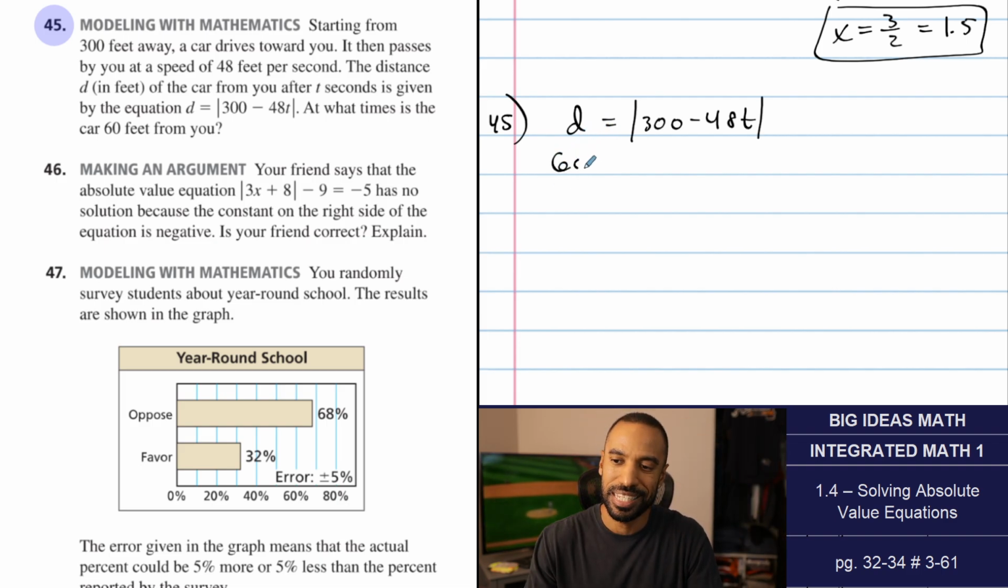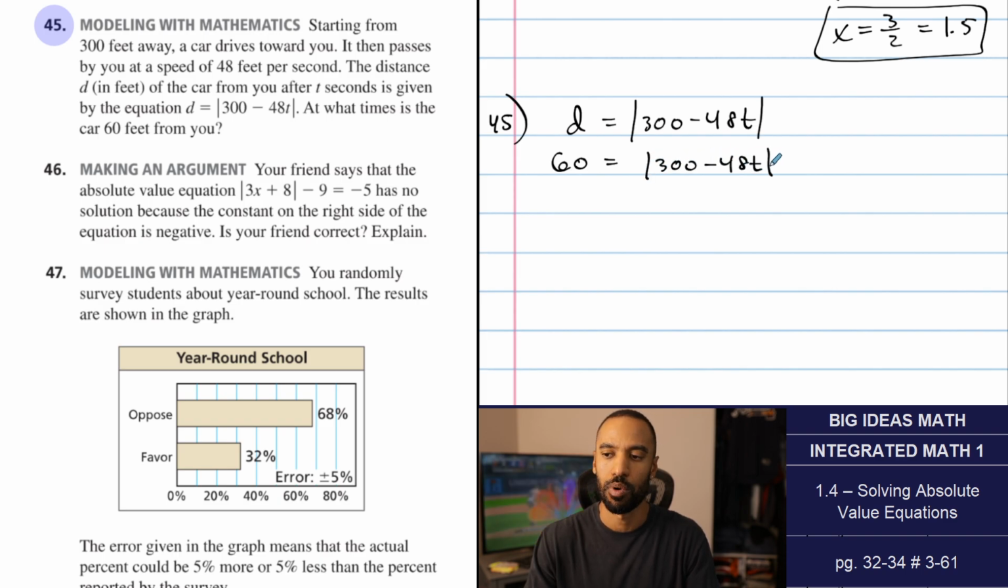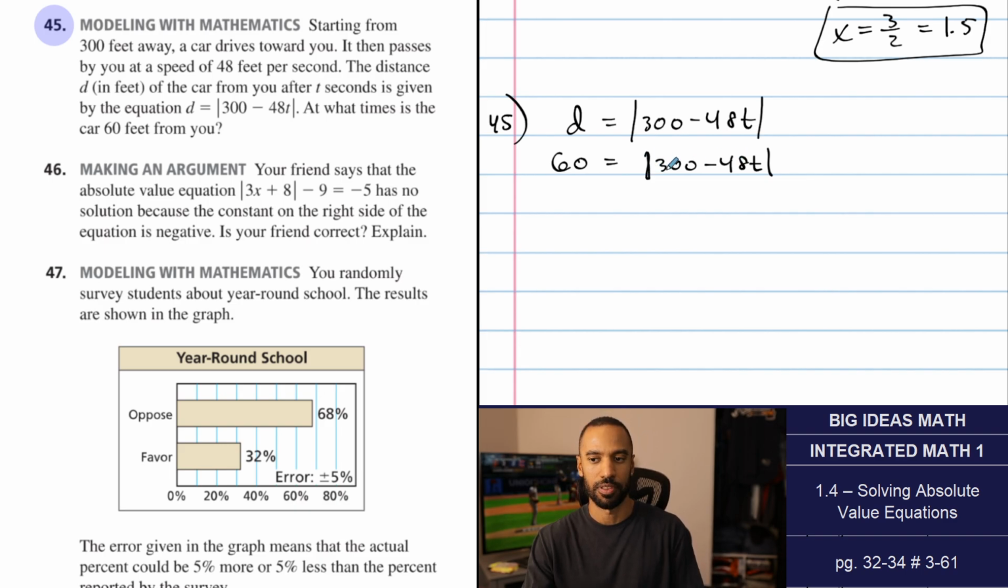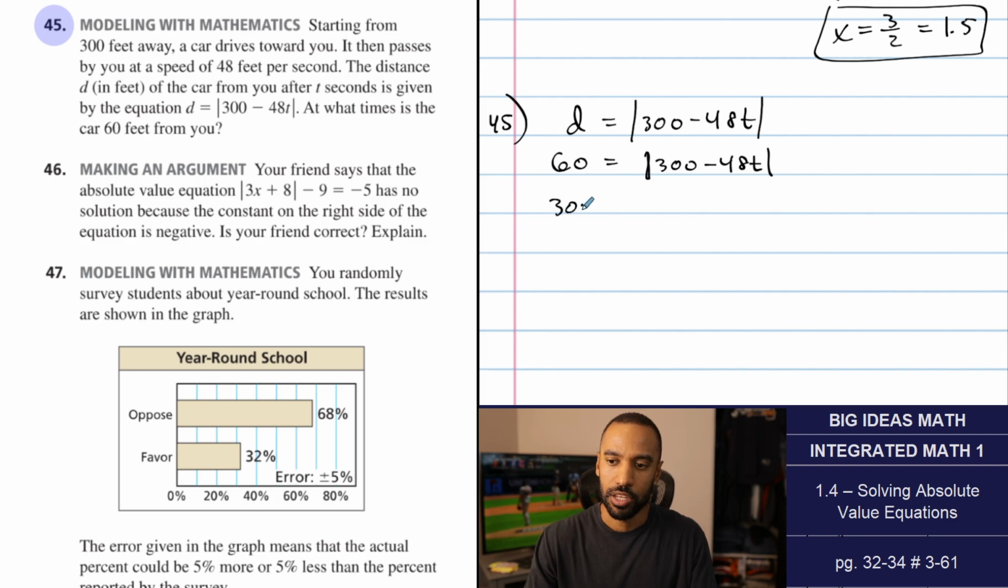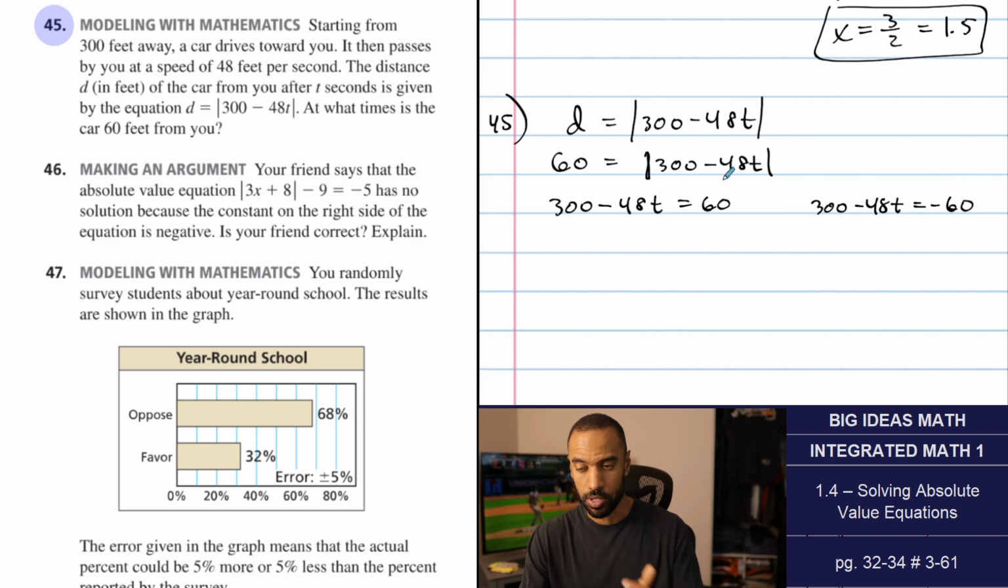So we're going to set d equal to 60, and we're going to solve for t within here. That's our goal. That's why absolute value is relevant for this case. That's why there should be more than one answer. So 300 minus 48t, the time in which the car's a certain distance from me, 60 feet, will either occur in front of me or behind me, like so. And this is where we solve for t.